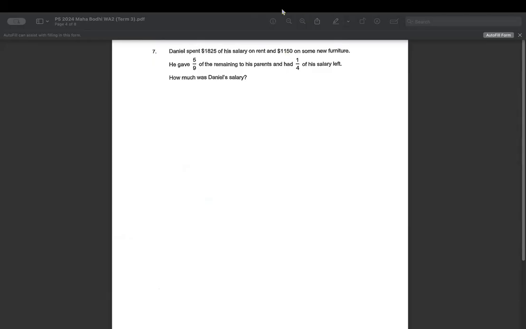All right. So for questions like this that always have a fraction of a remainder, you need to draw a model. First thing first, this $1,825 and this $1,150 are not part of the remainder. So if I draw the model, all these will be outside of the remainder. I'll draw these two portions first. This $1,825, I'll label it for rent. Then I have this $1,150, which is for furniture. I'll also label it as F.